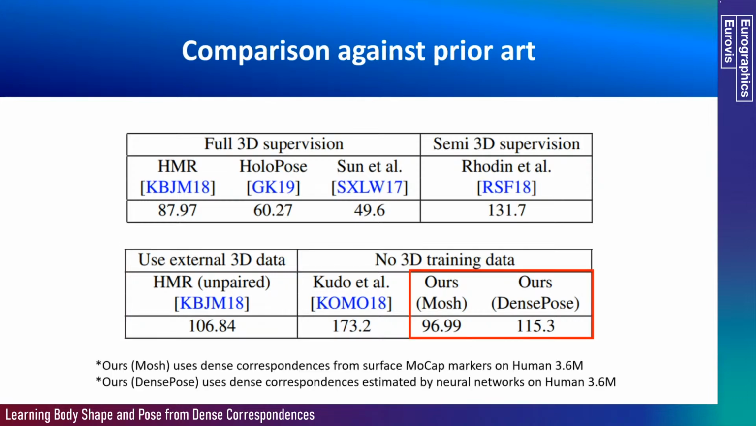Our SMOSH uses dense correspondences obtained from surface motion capture markers on Human 3.6. Our DensePose uses dense correspondences from neural networks on Human 3.6, which is purely trained from 2D data. These results indicate that the quality of dense correspondences affects the results.